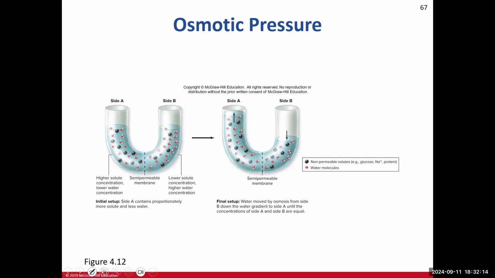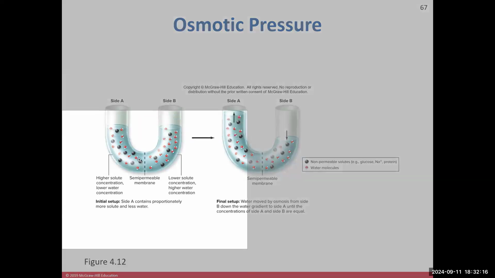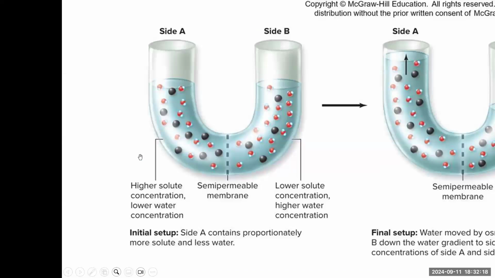So we have our little horseshoe structure here. If you look at it, here's our horseshoe water container with our semi-permeable membrane that only water can cross. Now, if you look here, side A, these black balls, those are the solutes. So let's count them up: 1, 2, 3, 4, 5, 6, 7, 8 on side A.